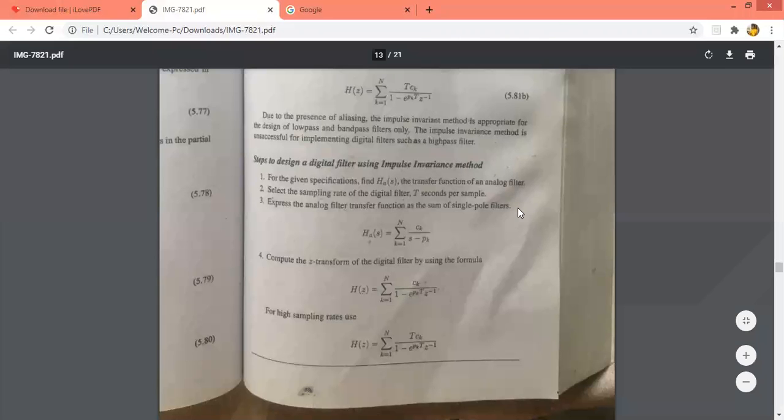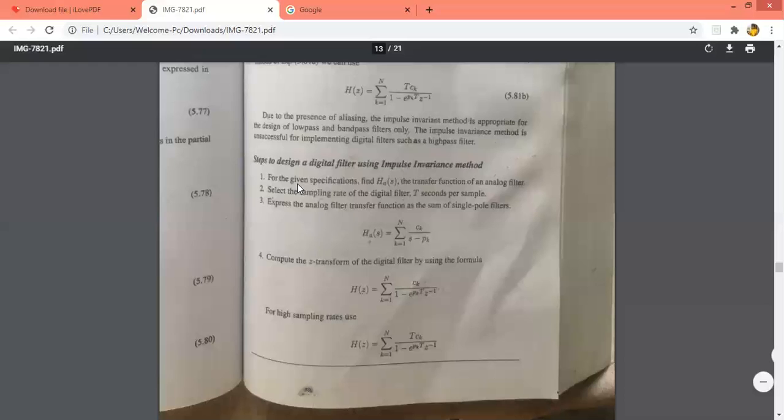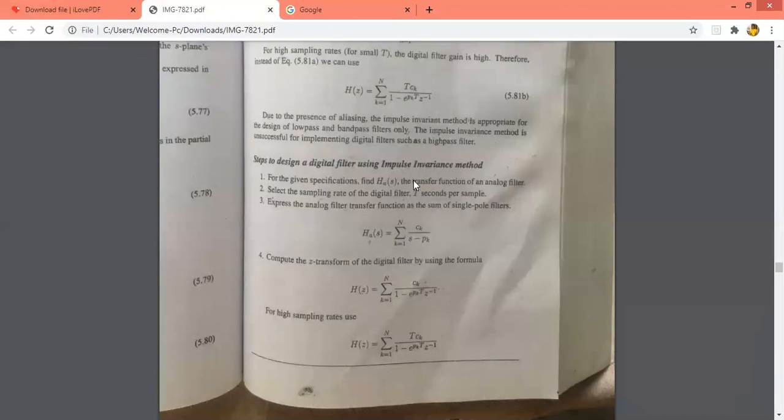So now we'll discuss how to design the digital filter by using the impulse invariant method. These are the steps. First step: we have to design the analog filter, whether it is Butterworth or Chebyshev, whatever filter. First we have to design the analog filter, HA of s. Just now we have discussed how to design HA of s.